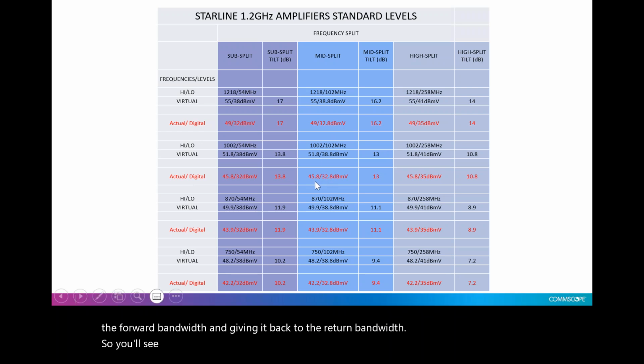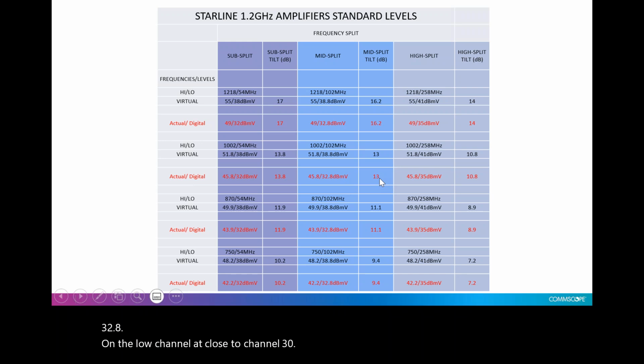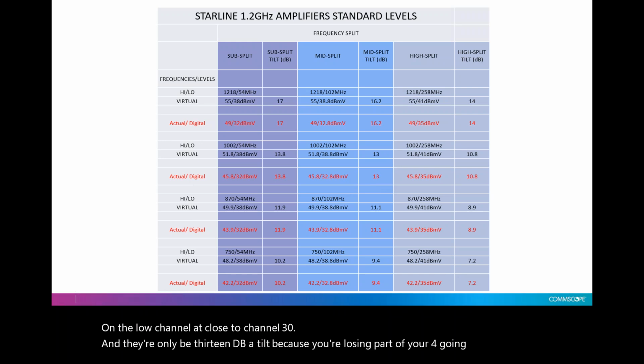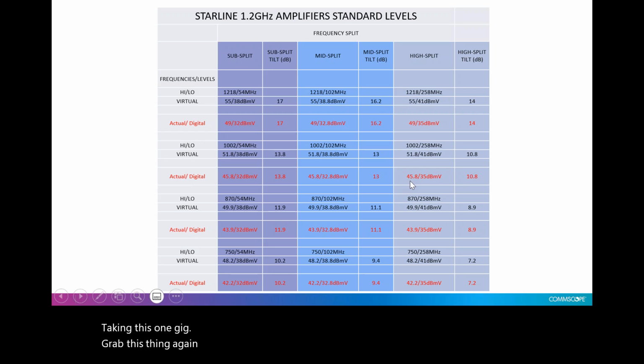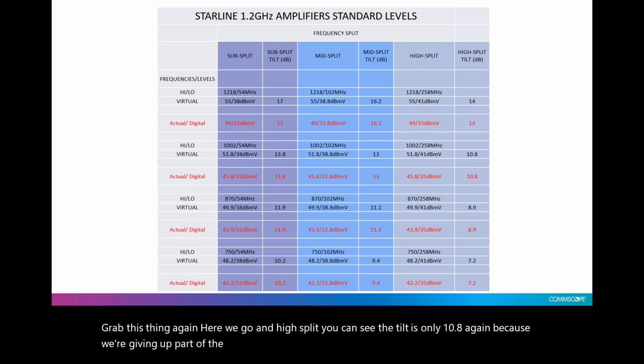So you'll see a 45.8 at 1 gig, 32.8 on the low channel at close to channel 30, and there'll only be 13 dB of tilt because you're losing part of your forward going signals. Taking this 1 gig, grab this thing again. Here we go. At high split, you can see the tilt is only 10.8, again, because we're giving up part of the forward going bandwidth to the return path all the way out to 204.